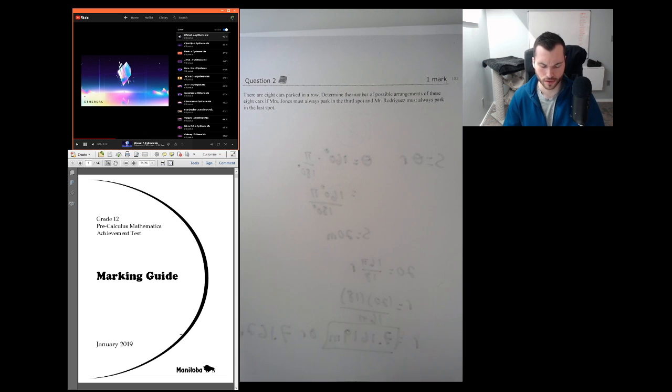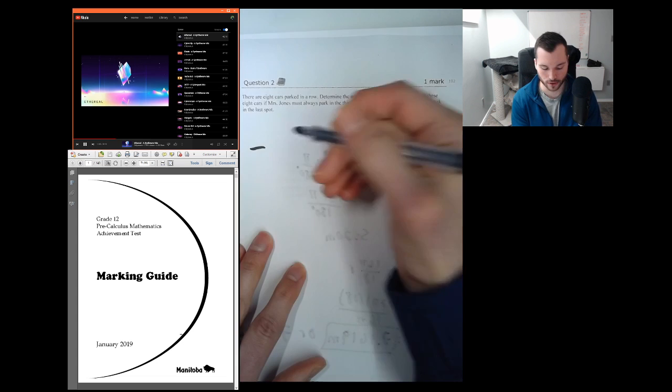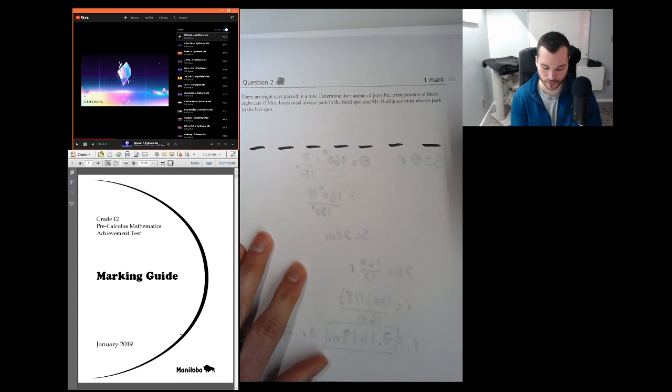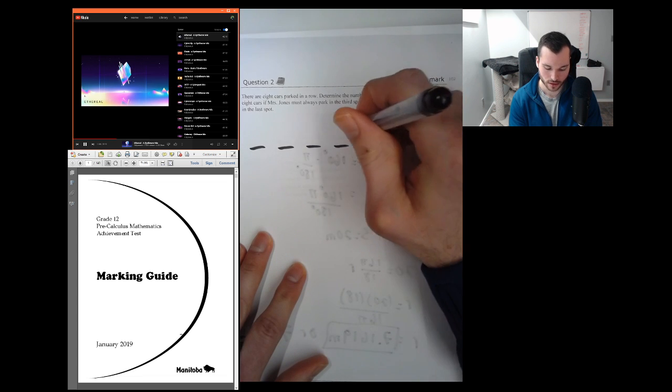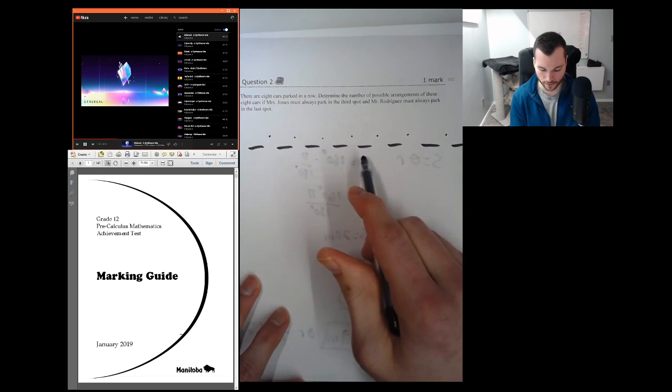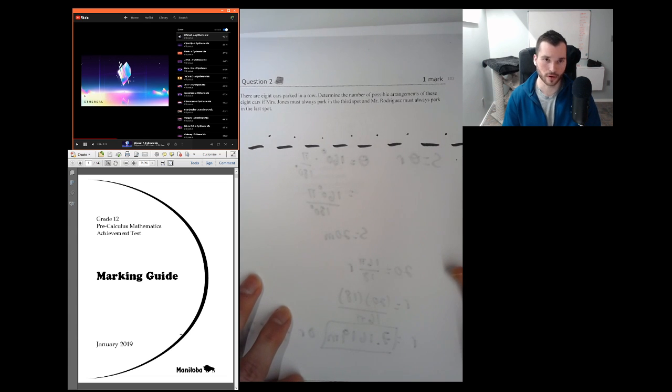You could just do this in your head and write it down. It's only worth a mark. We're only really interested in the answer. I see 8 cars, 8 spots. I'm just going to put 8 tiles down on the paper. 1, 2, 3, 4, 5, 6, 7, 8. So we're going to use the fundamental counting principle for this. I'm going to recount: 1, 2, 3, 4, 5, 6, 7, 8. Yep. So 8 cars parked in a row.